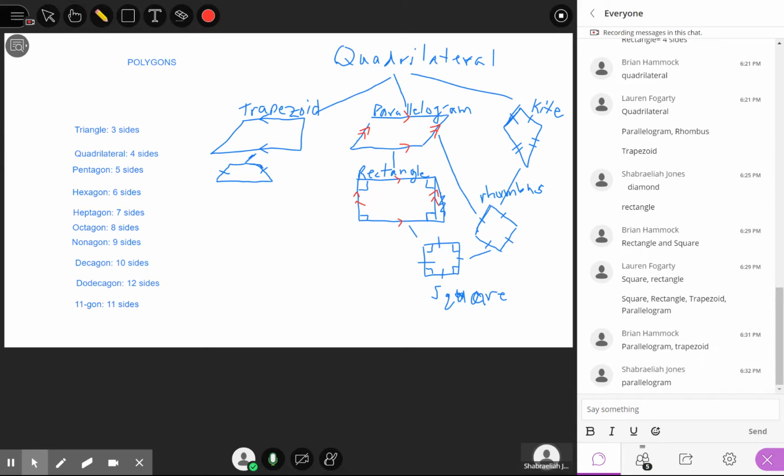And a rhombus is likewise a specialized type of parallelogram. So it would have all opposite sides parallel. Same way with a square. All of its opposite sides are parallel.